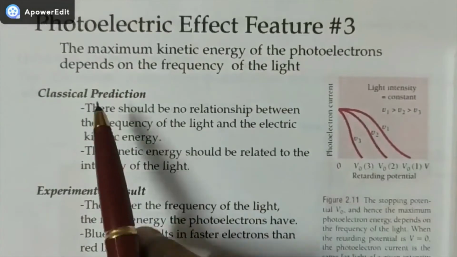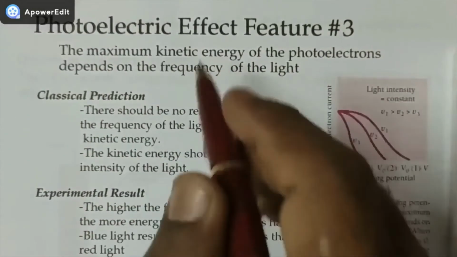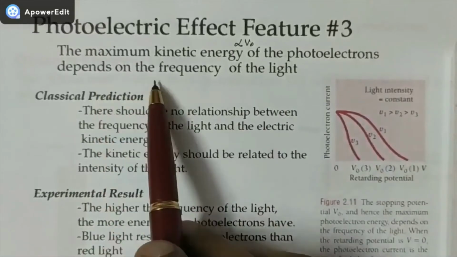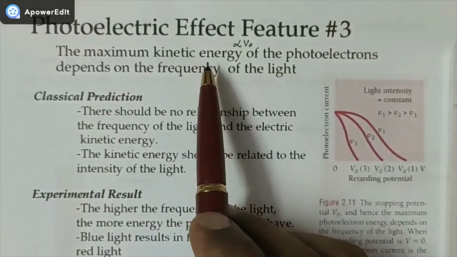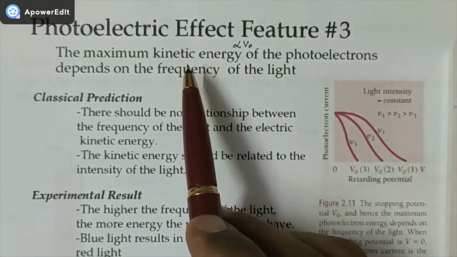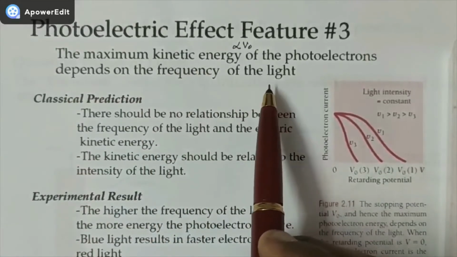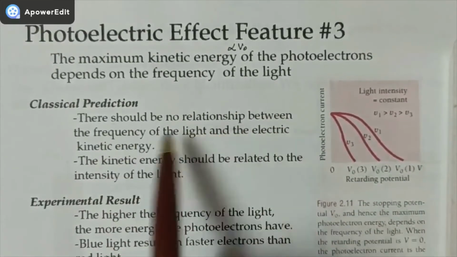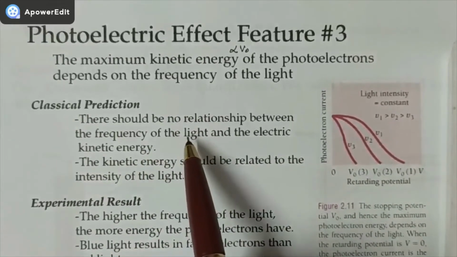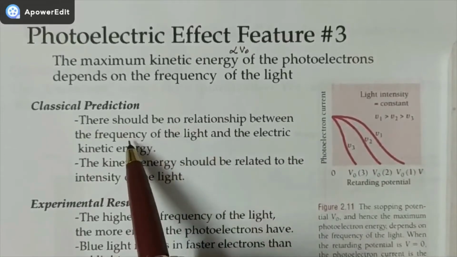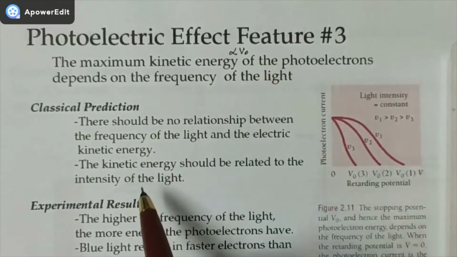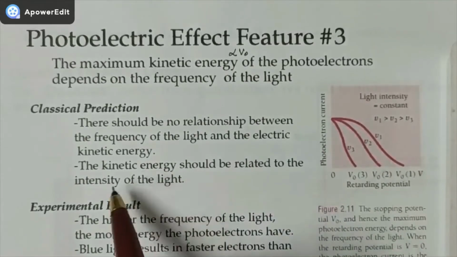The third feature of the photoelectric effect is the maximum kinetic energy, which is proportional to V naught, the stopping potential of the photoelectrons. It depends on the frequency of the light. In feature two, we have seen that the kinetic energy is independent of the light intensity. But on what is it depending? It is depending on the frequency of the light. Okay. And classically, there should be no relationship between the frequency of the light and the electron's kinetic energy. Classically, what we can think of is that there would be no relation between the frequency and the kinetic energy, and the kinetic energy should be related to the intensity of the light. But we have seen in feature two that this is experimentally not true.